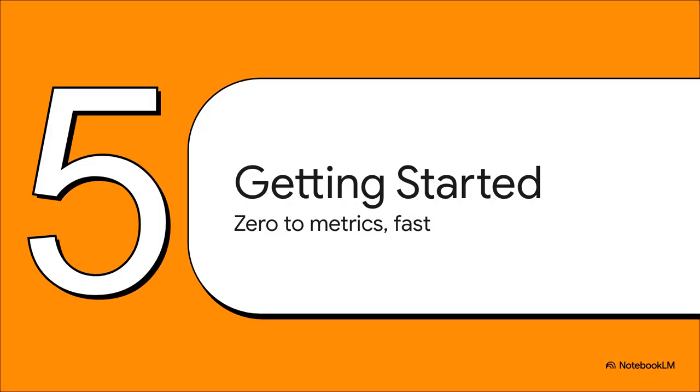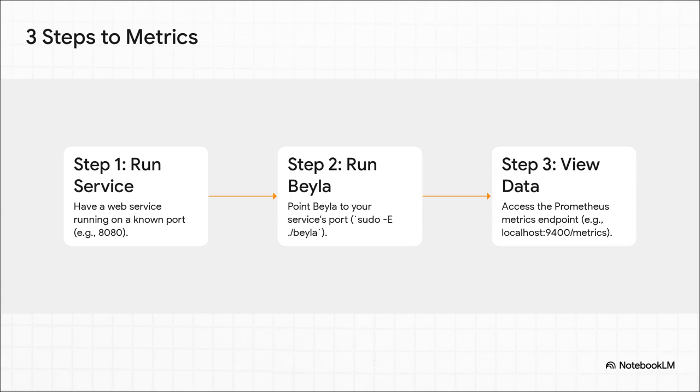And maybe the best part of all of this is just how crazy accessible this technology is. I'm not kidding. You can go from absolutely nothing to seeing live application metrics in just a few minutes. It really is this simple. Check it out. Step 1, just have your web service running on a port like 8080. Step 2, run the Beyla binary. You'll need sudo and just point it at your service's port. And step 3, go look at your data. Hit the Prometheus metrics endpoint. That is it. No code changes, no complicated config files. You are getting value, instantly.